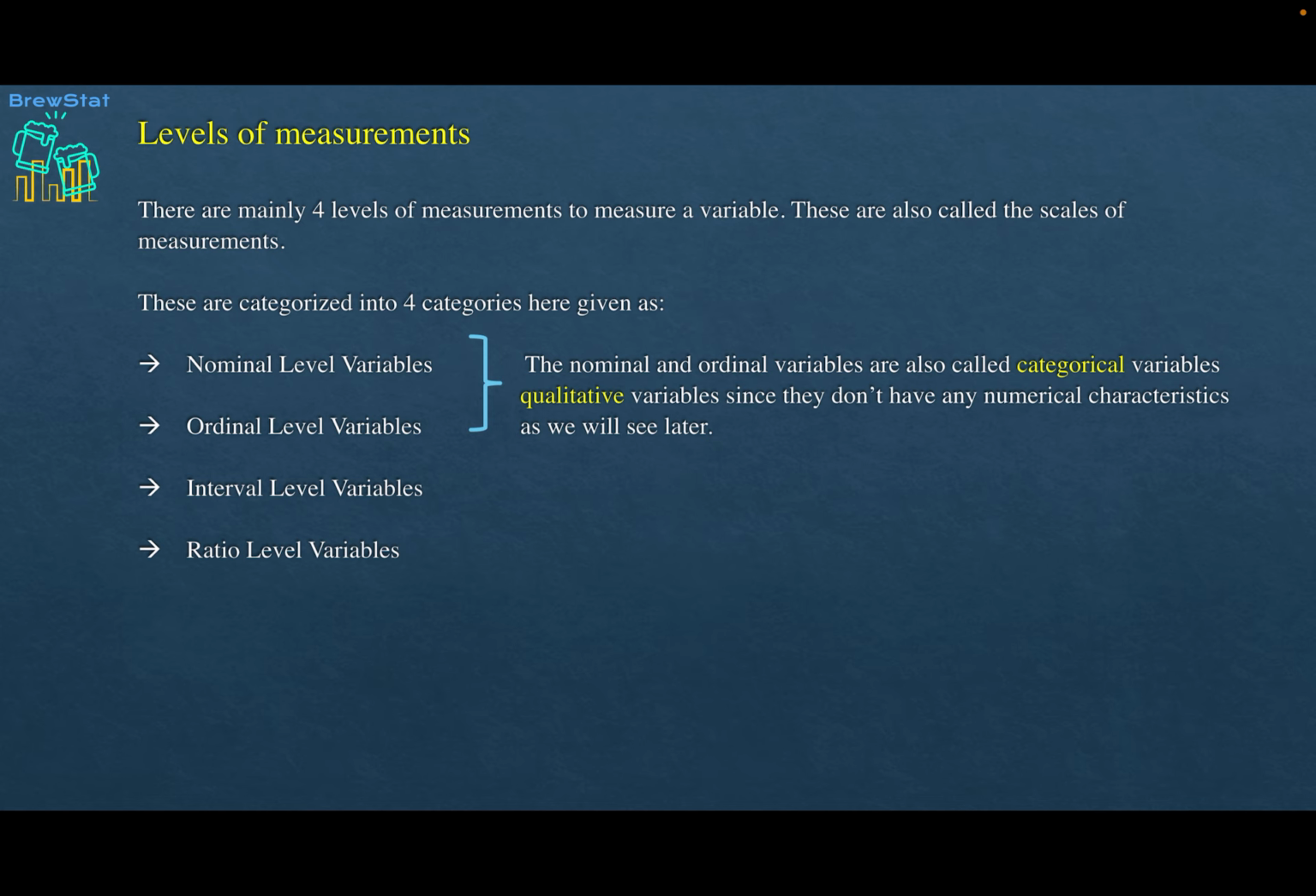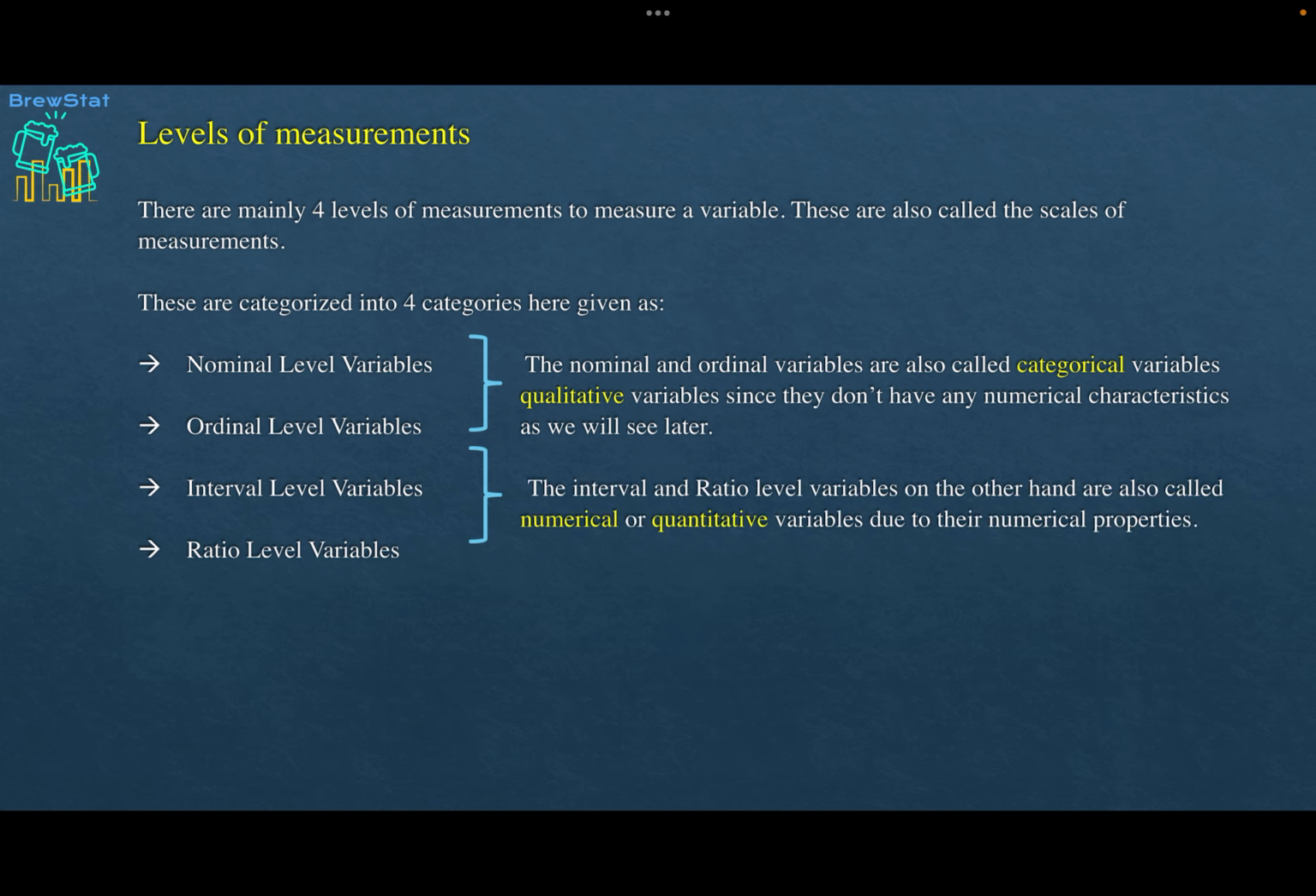What do we mean by numerical characteristics? It means that they cannot be added, subtracted, or we cannot do arithmetic operations with them, and therefore they are categorical in nature. We'll look more into it in the coming slides. While interval and ratio level variables are numerical and therefore they have all the quantitative properties that are supposed to be there for a numerical variable. Now let us look at each one of them in more detail.